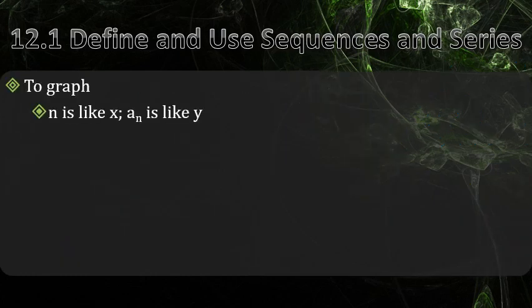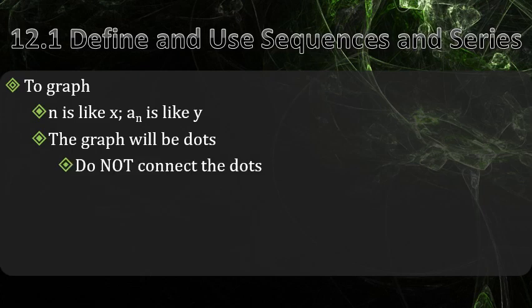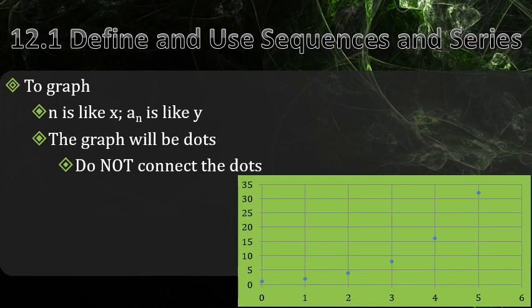To graph a sequence, n is like x, a sub n is like y. The graphs will be dots, though, because we can't have decimal portions of n. N has to be 1, 2, 3, 4, or 0, 1, 2, 3, 4. Do not connect your dots, because then you'd be saying there's fractional parts. So your graph would look like that, just a bunch of dots.